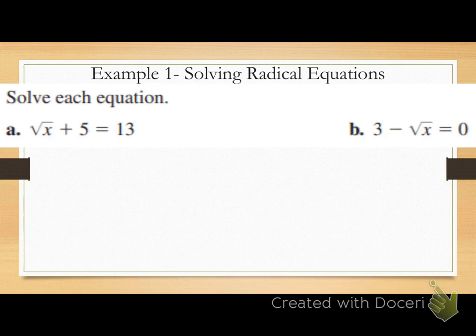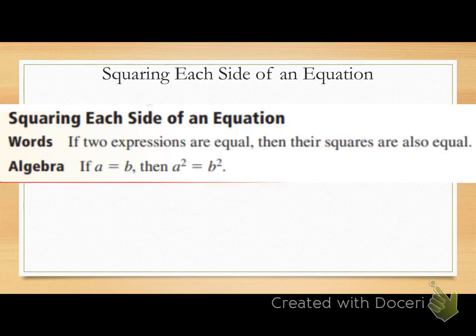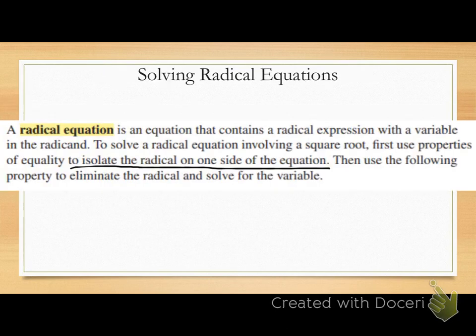Solve each equation. Letter A, we have the square root of x plus 5 equals 13. Is that plus 5 underneath the radical? No. So, what's the very first thing I need to do? Isolate the radical on one side of the equation. So I don't want anything added to it, subtracted from it, multiplied by it, divided by it.